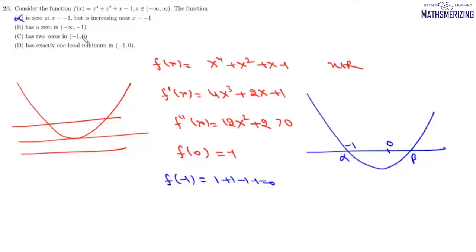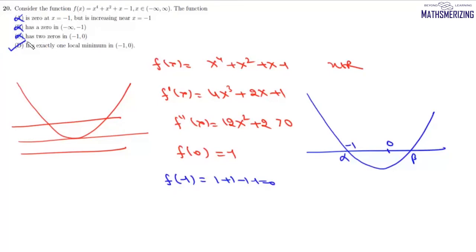Option B has a 0 in minus infinity to minus 1. It has no 0 in this interval. Now the third one, it has 2 zeros in minus 1 and 0. It is obviously incorrect. So option C is incorrect. That means this option D has to be the correct option.